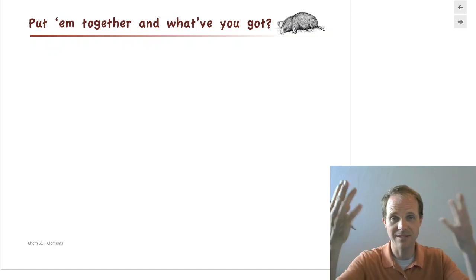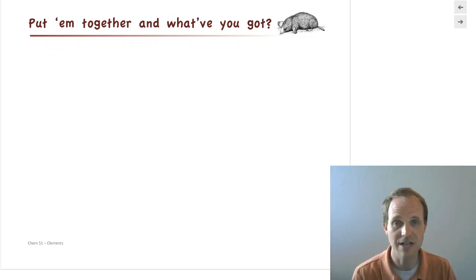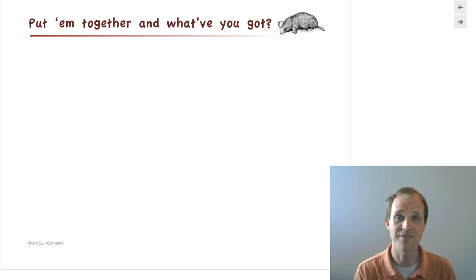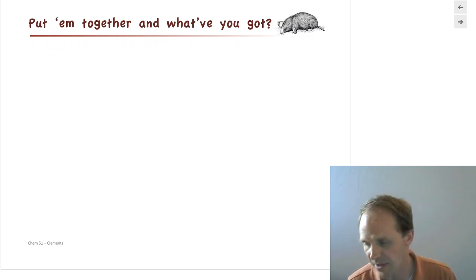Now that we've got this set of standard reduction potentials, we can combine things that maybe we've never measured before. Now, of course, all the things we're going to be talking about are things people have measured before. We're not going to be talking about anything complicated, but it does allow us to talk about complicated things that we've never measured before or haven't measured yet. So we can make predictions about what might happen in the lab.